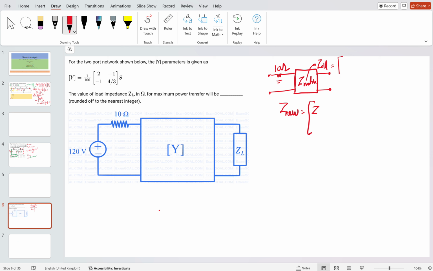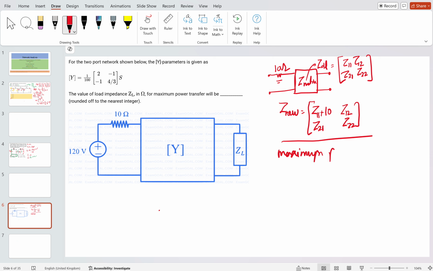Suppose this Z old matrix is Z11, Z12, Z21, Z22. Whatever series impedance you add will be added to the first element. So Z new is Z11 plus 10, Z12, Z21, Z22. This is the hint. Also, for finding the maximum power, if you remember the maximum power transfer theorem, you just have to find the value of ZTH.